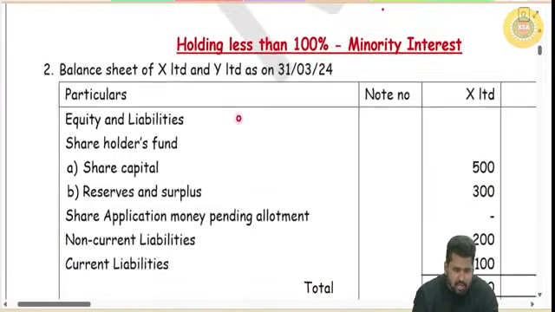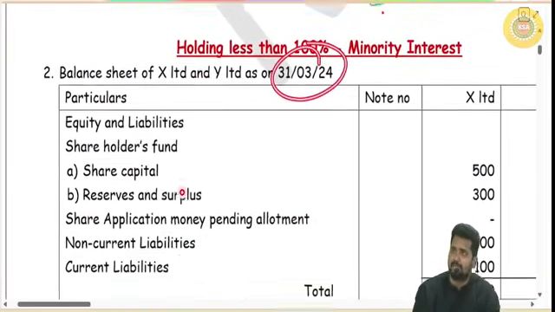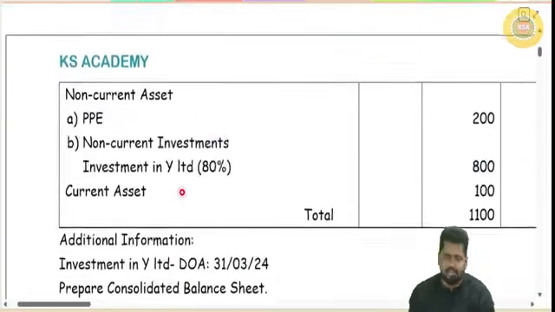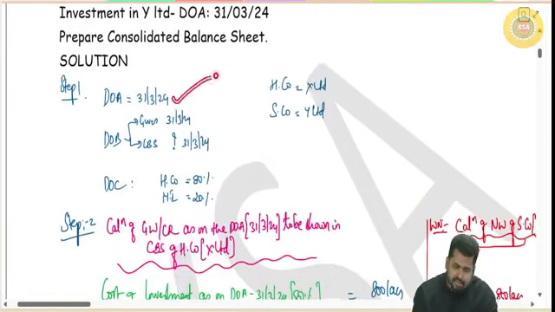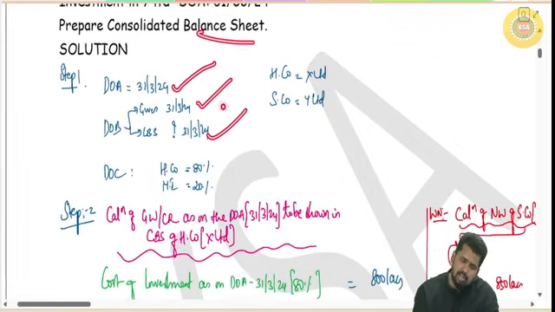So point number 1, what is the date of acquisition? 31st March 2024. Here also, what is the balance sheet date? 31st March 2024. They have given the same dates. If the dates are different, I will tell you what to do. Clear? So date of acquisition 31st March, balance sheet date 31st March, consolidated balance sheet date also 31st March.